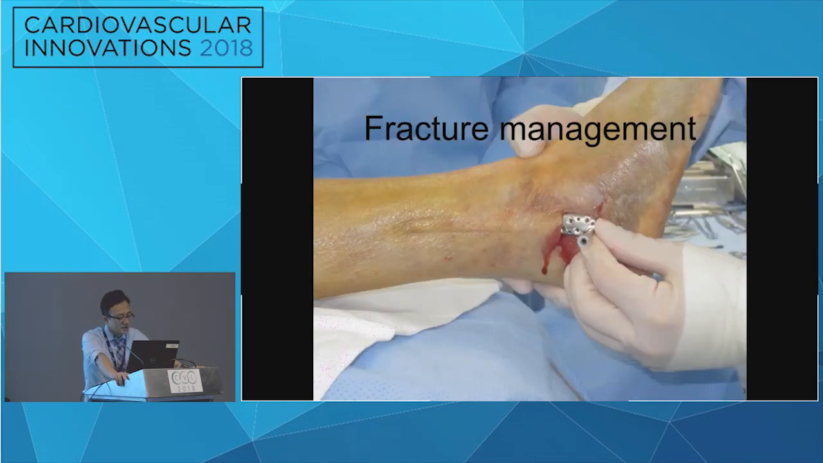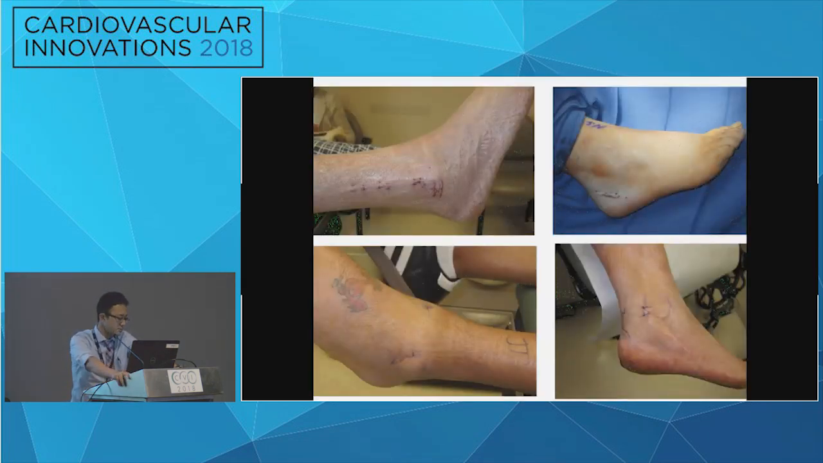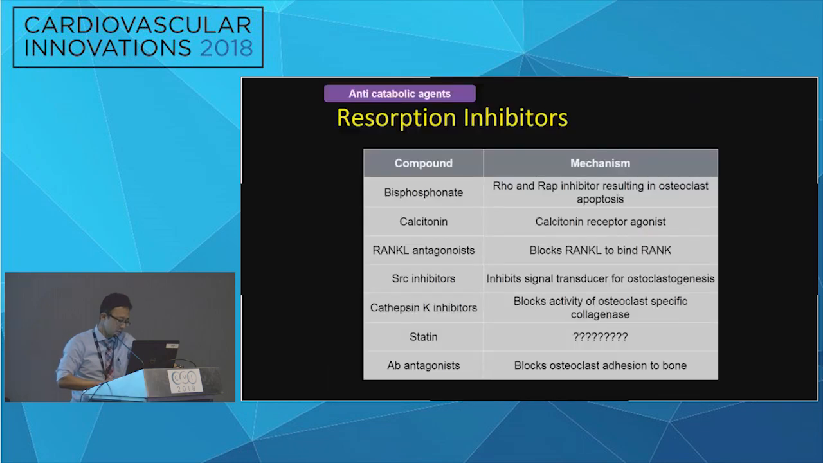One of the biggest things that is now popular is the fracture management, the MIPO technique: a small incision, enough to slide the plate underneath, reduce it percutaneously and transfix it using locking screws and plates. And obviously the wound healing complication rate is much better. You're not creating a big wound, so you don't have too much headache dealing with post-operative wound dehiscence.